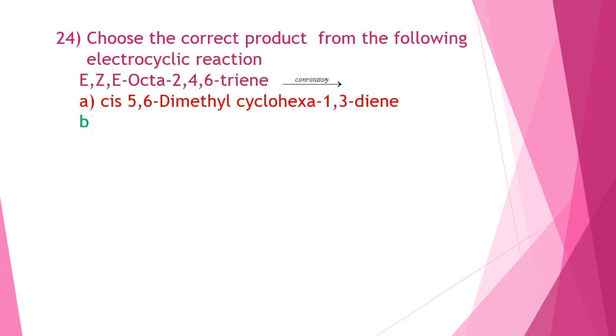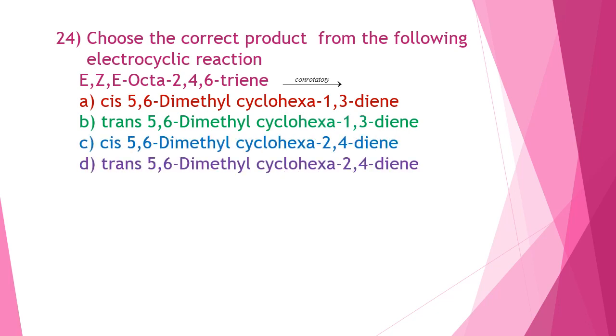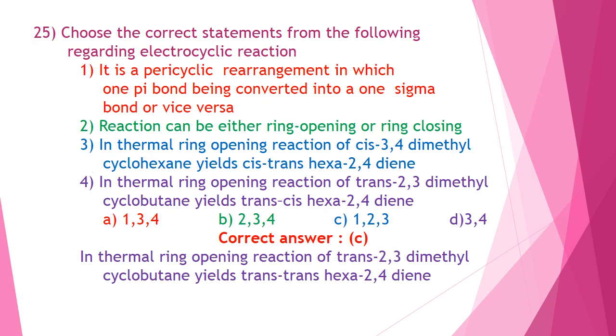Choose the correct product from the following electrocyclic reaction. Here, E,Z,E-octa-2,4,6-triene undergoes conrotatory ring closure. The correct answer is B, trans-5,6-dimethylcyclohexa-1,3-diene. It is the correct answer for this reaction.